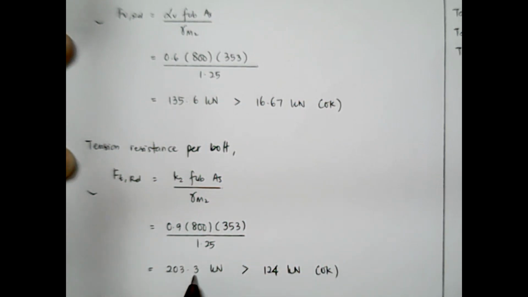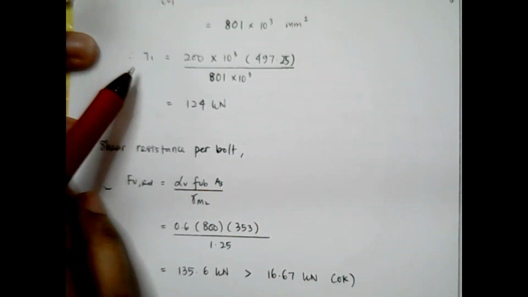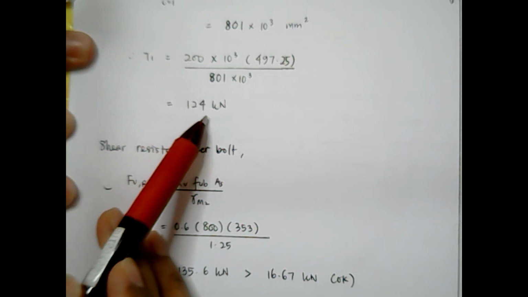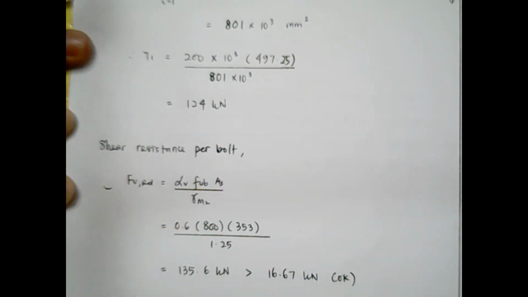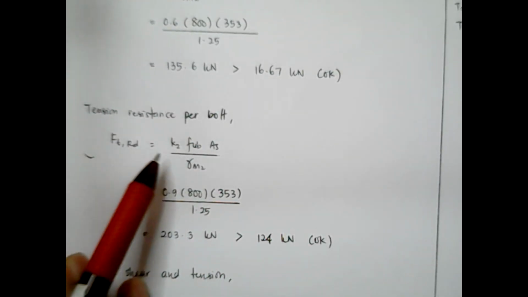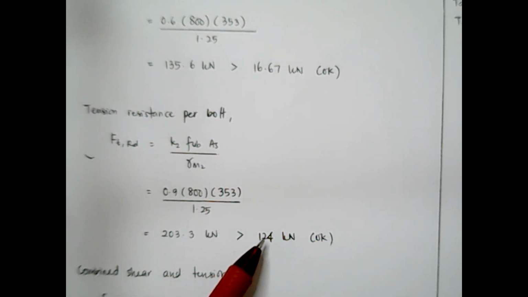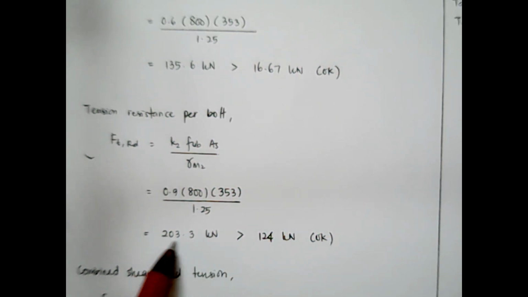And then you get the tension T1 that we calculate, which is 124. So 124 is for the top bolts, and when you calculate the resistance for the top bolt it is 203. Therefore in this type of connection, the top bolt is still able to resist the 124 kilonewton because the limit is 203.